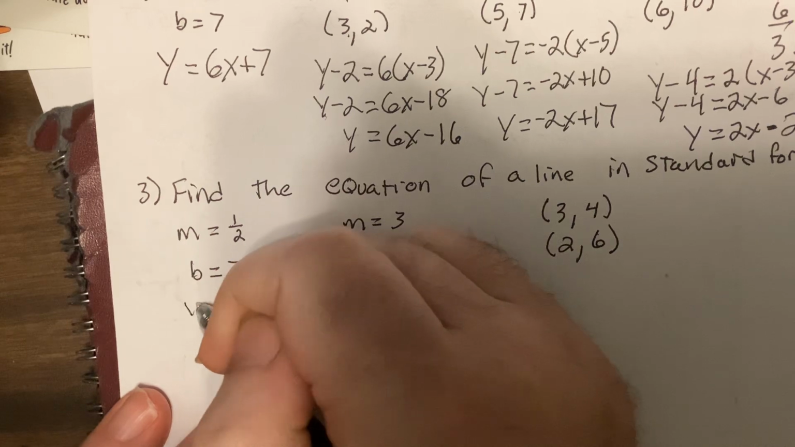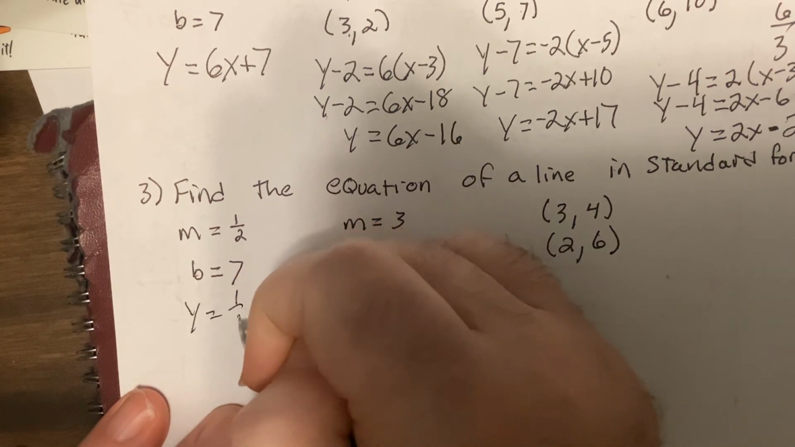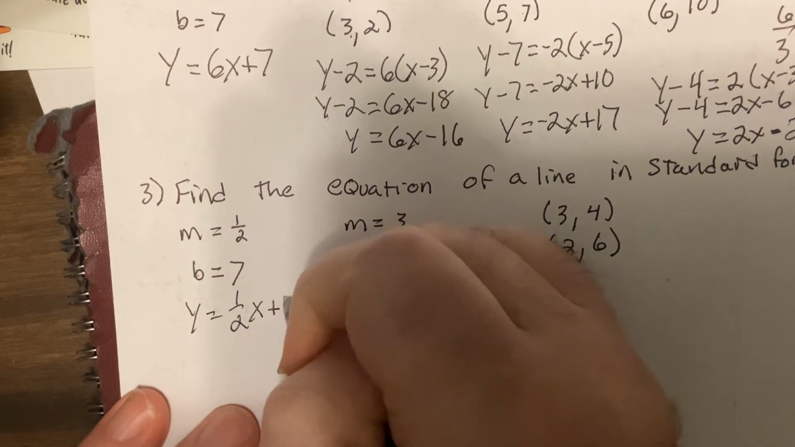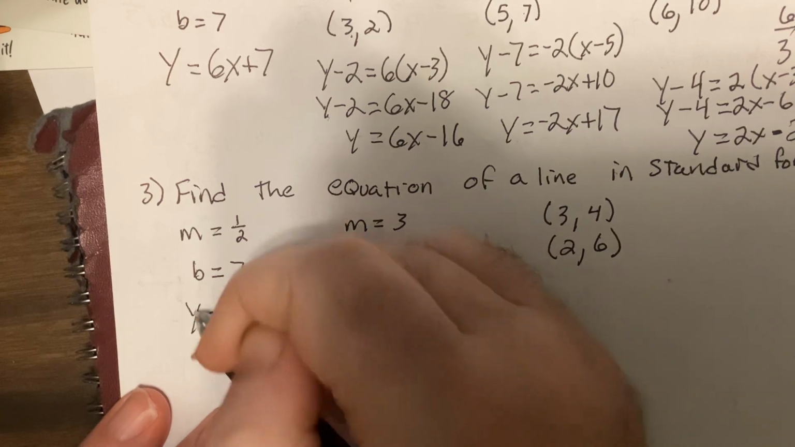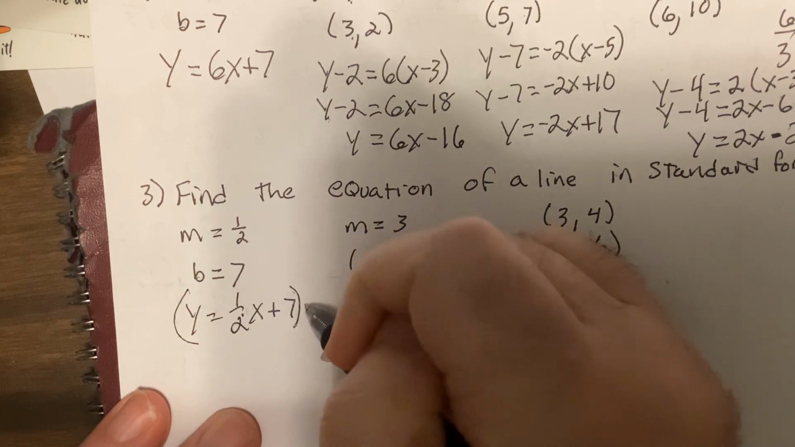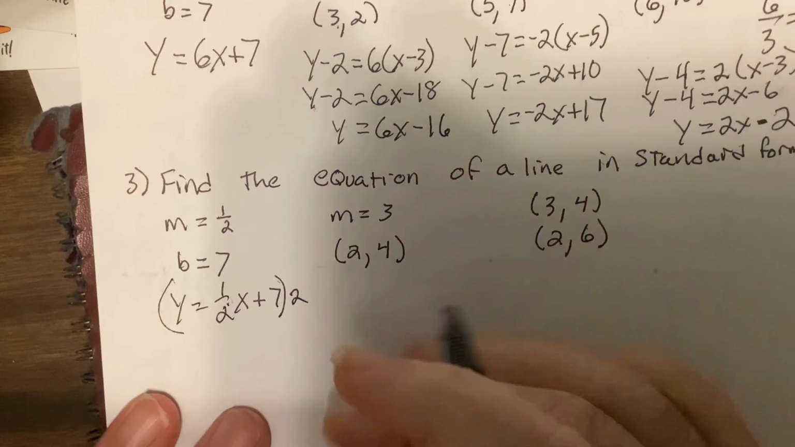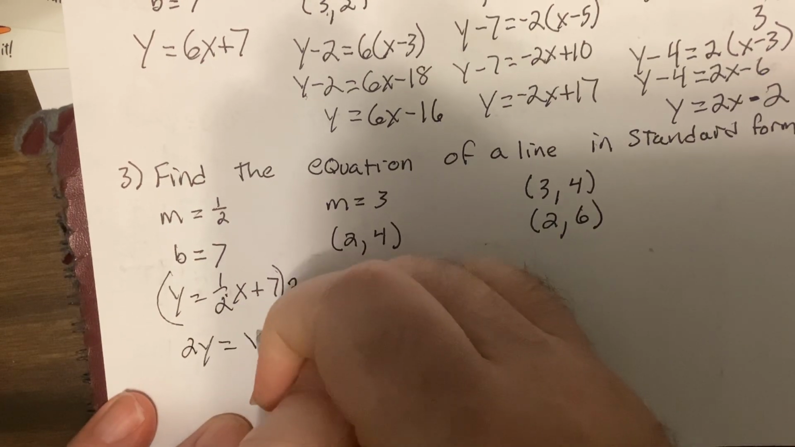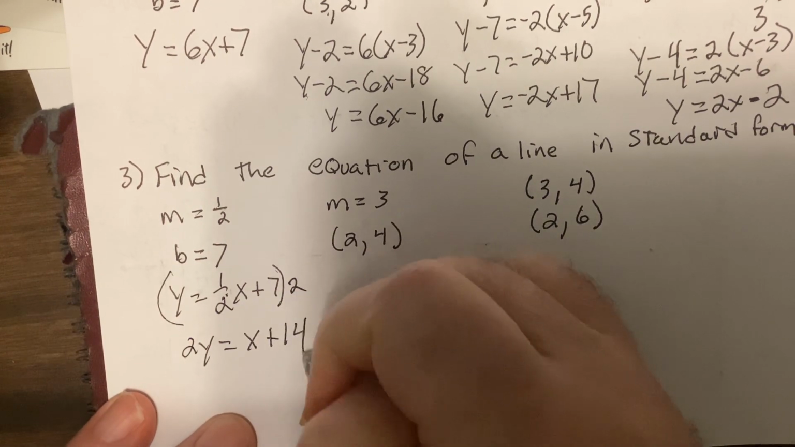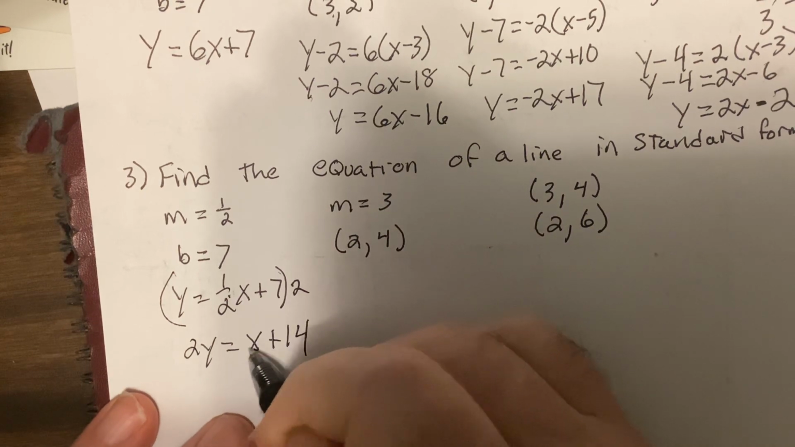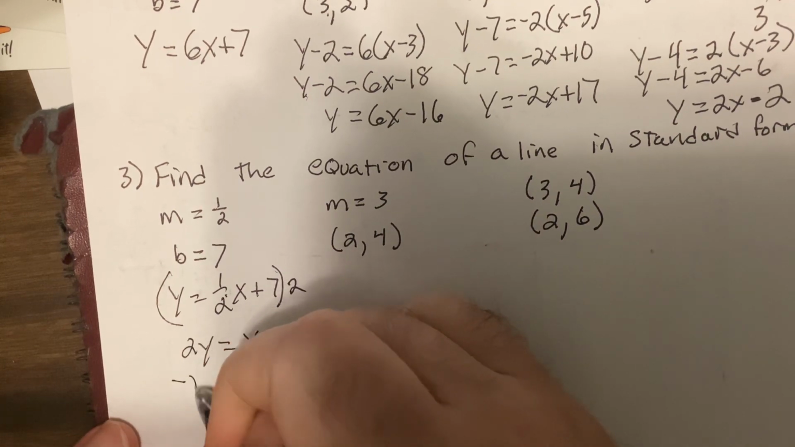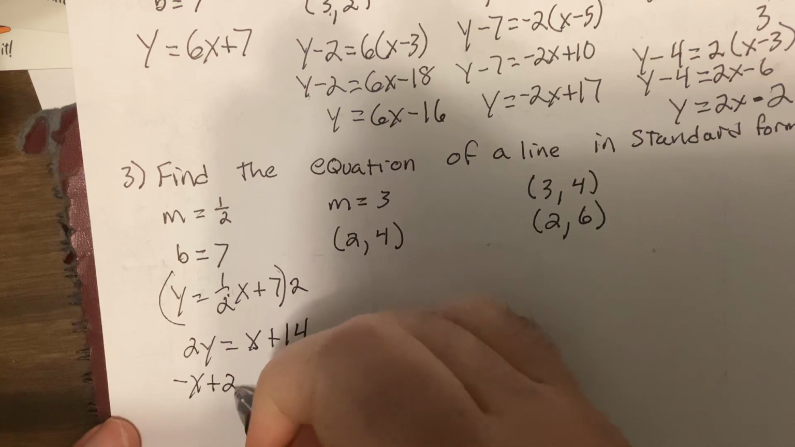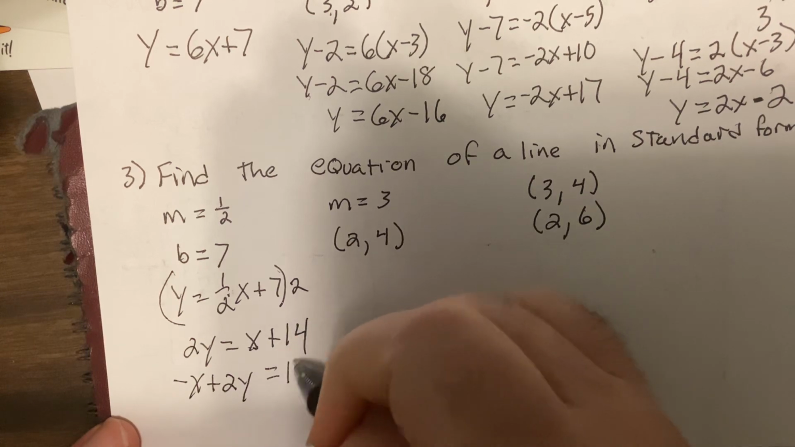Okay, so slope-intercept, y equals half x plus 7. Oh no, standard form, you're not allowed to have fractions. So I'm going to multiply by the LCD. So it'll be 2y equals x plus 14. So to get into standard form, I'm going to subtract x. So we have negative x plus 2y equals 14.